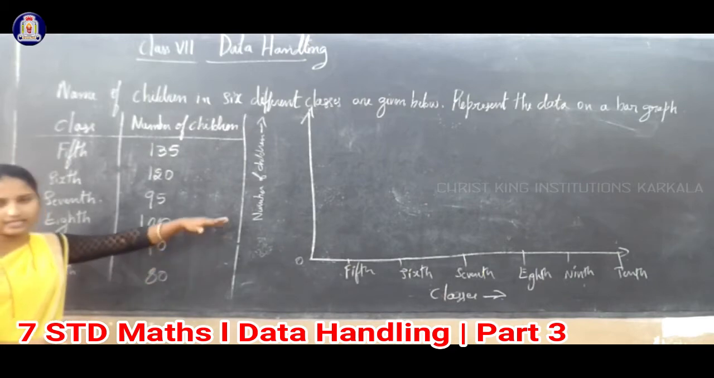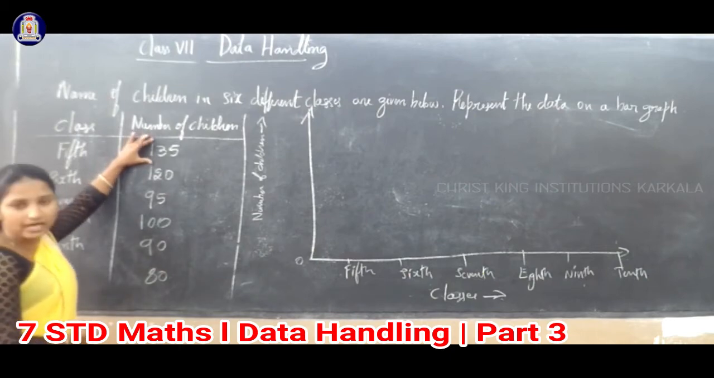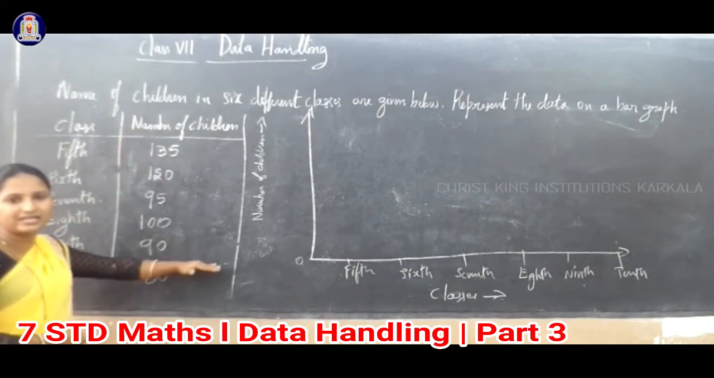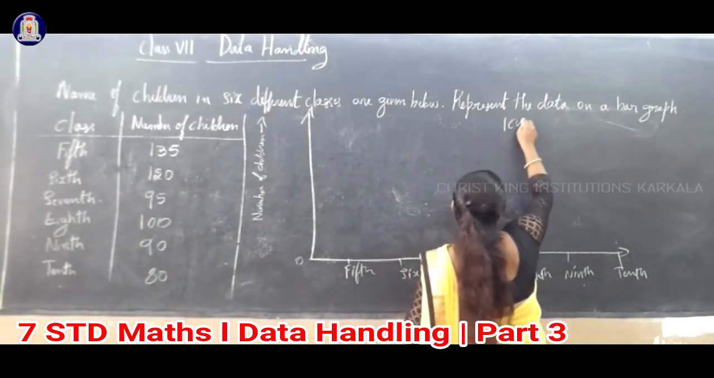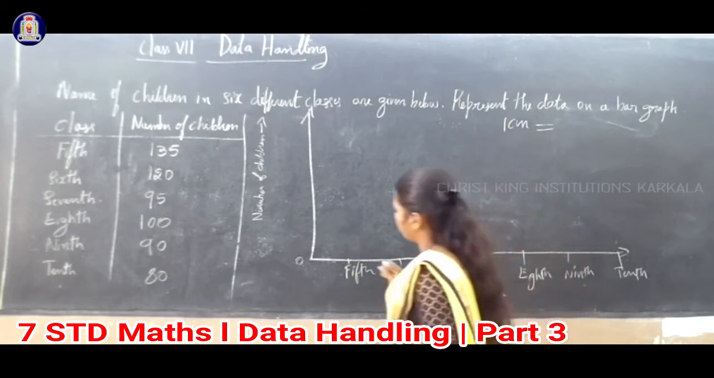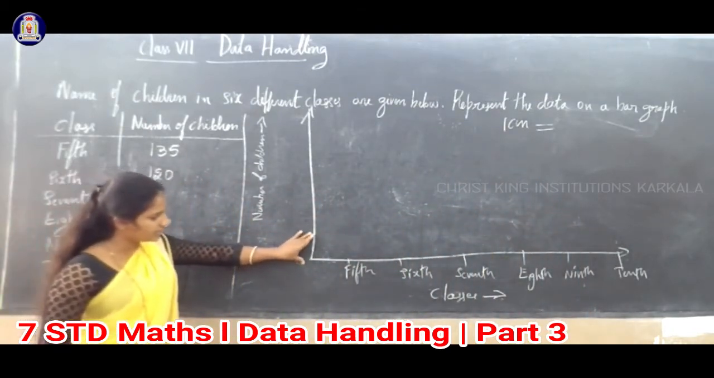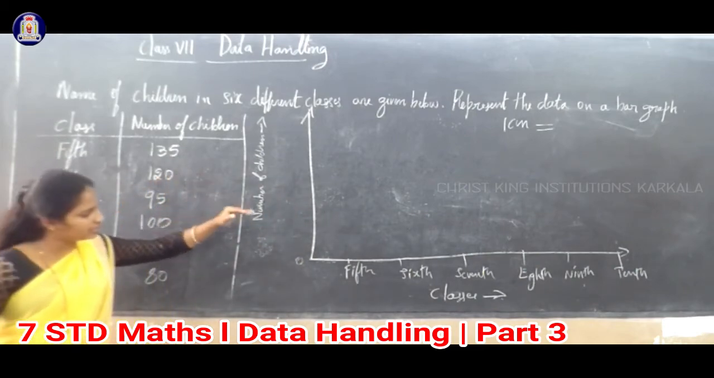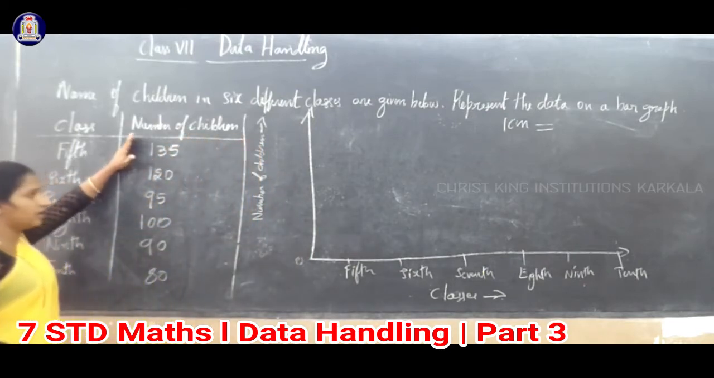So now what we have to do? We have to write the scale. The maximum number is 135, the minimum is 80. So how can we write the scale? If you are considering 1 centimeter, 1 centimeter is equal to... you have to take each centimeter. You can consider 50, 100, 150 like that, or you can consider 0, 10, 20, 30, but up to 135 is too long.